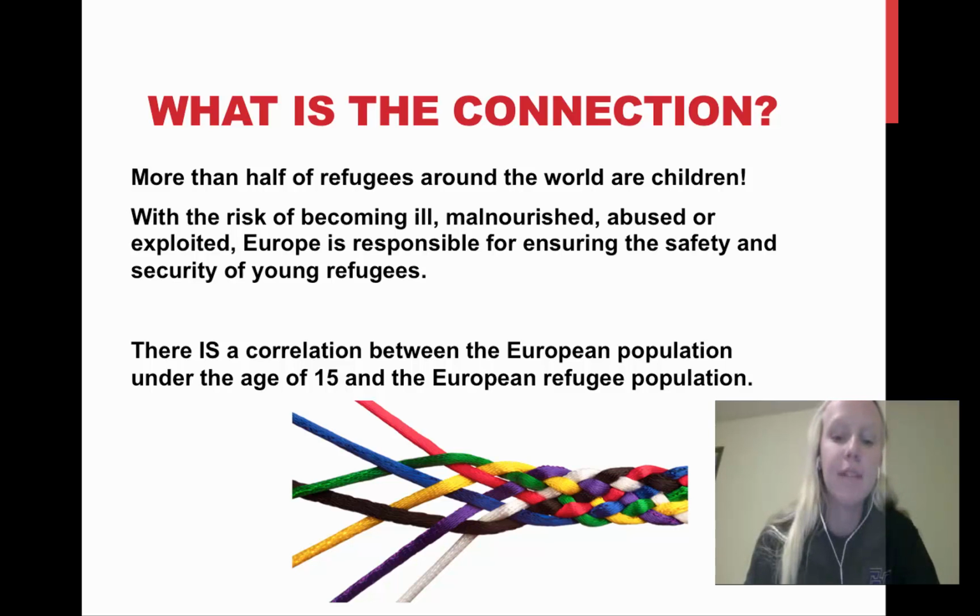As more than half of the refugees around the world are children and suffer circumstances which we can just not comprehend, they need to call somewhere safe home. Europe is socially responsible for ensuring the safety and security of their refugees.